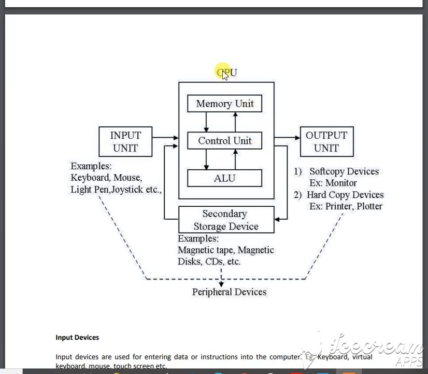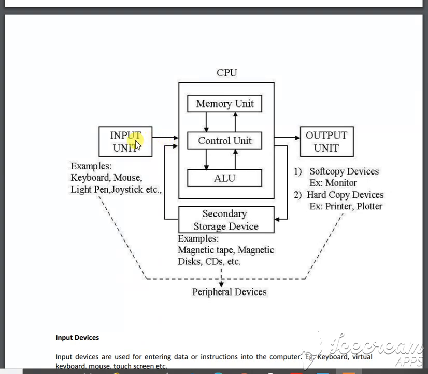Now, how will the structure be? This is the structure. You see, CPU. This is one of the important diagrams in your book also. You will draw it from your book. CPU, then memory unit, control unit, arithmetic logic unit. This is the input unit. This is the output unit. This is the secondary storage unit. Now, these arrows are very important. Don't think the arrows have been given just casually.